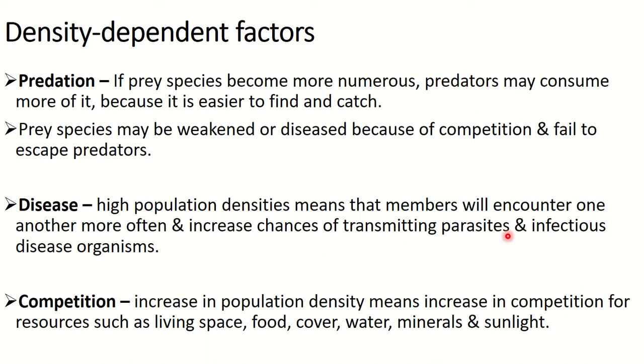If a species' predators become more numerous, predators may consume more of it, as I said. Secondly, prey species may be weakened or diseased because of competition and fail to escape predators when the population starts to get too high. With disease, high population densities mean that individuals will encounter one another more often, and there is an increased chance of transmitting parasites and infectious diseases when the population gets too high. So as the population goes up, there are all these new problems that we're dealing with.